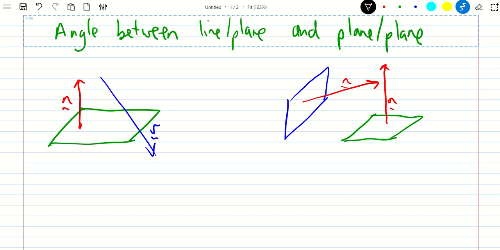Okay, so this one we're going to look at how to find the angle between a line and a plane, and how to find an angle between a plane and a plane. Okay, so that first one, the angle between a line and a plane. Just to go back, remember that cos theta is equal to a dot b over magnitude a, magnitude b, etc. That's the base formula that we're using.